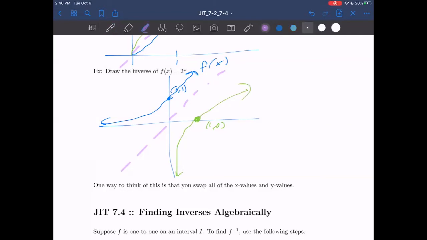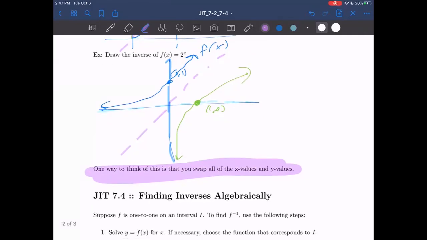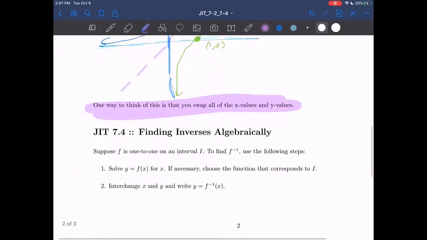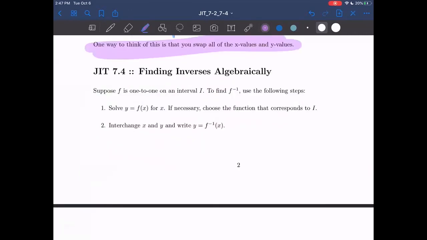Okay, we can see our original function had a horizontal asymptote. So our inverse function is going to then have a vertical asymptote. And one way to think about these is you're swapping the x values and the y values, whether you're looking at a table or the graph. For the inverse, you're swapping the y values and the x values.